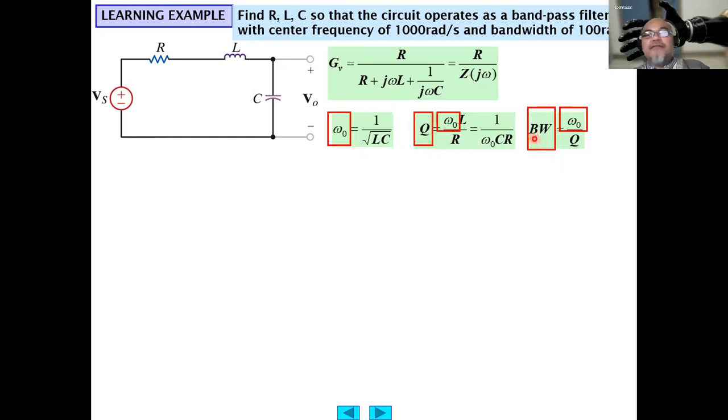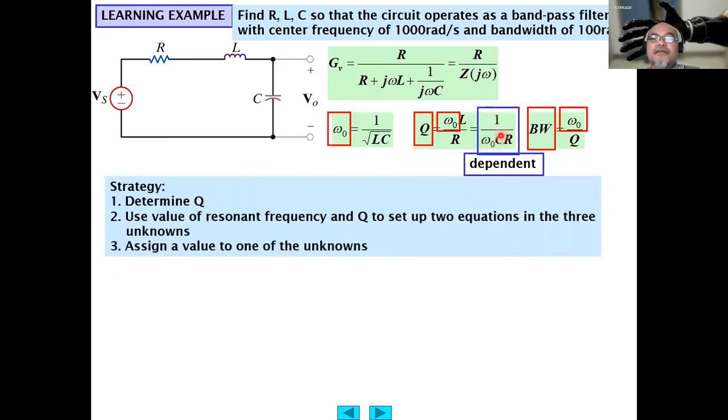If we have Q, then we can calculate L over R. We can calculate also 1 over CR. So this will be the dependent function. The strategy now: determine the Q first. Use the values of the resonant frequency, omega 0, and Q, to set up two equations with three unknowns. The two equations are this one and this one. Assign an arbitrary value to one of the unknowns, and then the two other unknowns can be calculated.